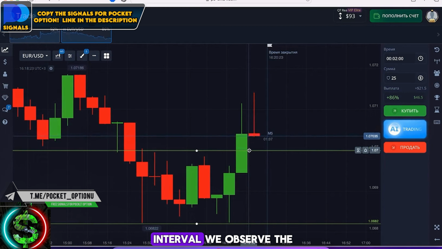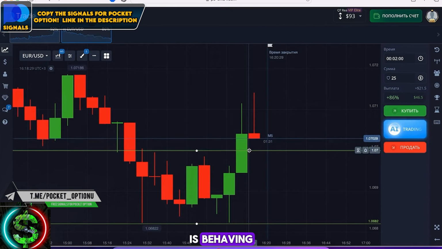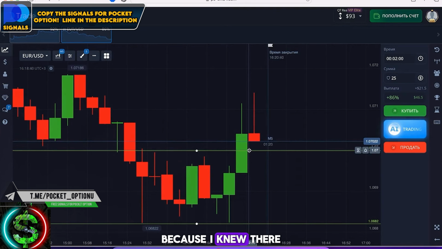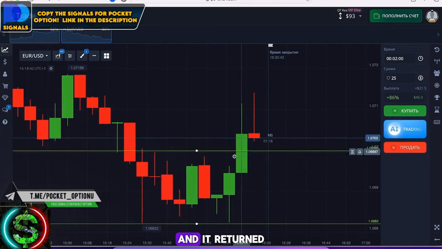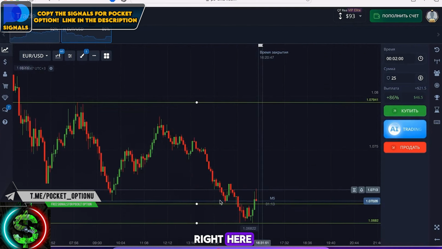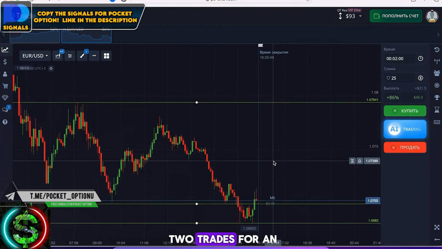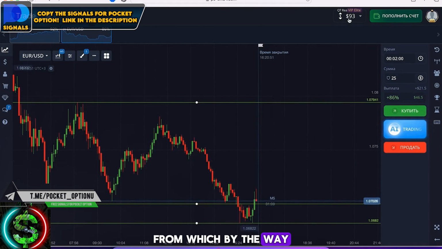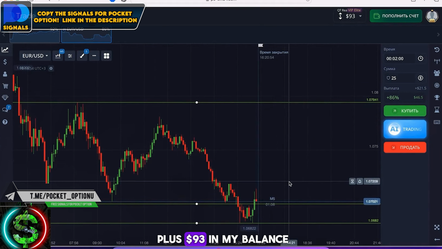At the 15-minute interval, we observe the trend, at lines, charts and so on, analyzing how it has behaved, is behaving and will likely behave. On the 5-minute interval, we confirm with the candles where we are likely to open now. I opened the first two trades for an increase because I knew there had already been a reversal and it returned to the initial position in a flat situation right here. Therefore, I opened the first two trades for an increase there, from which, by the way, I have already gained plus $93 in my balance.